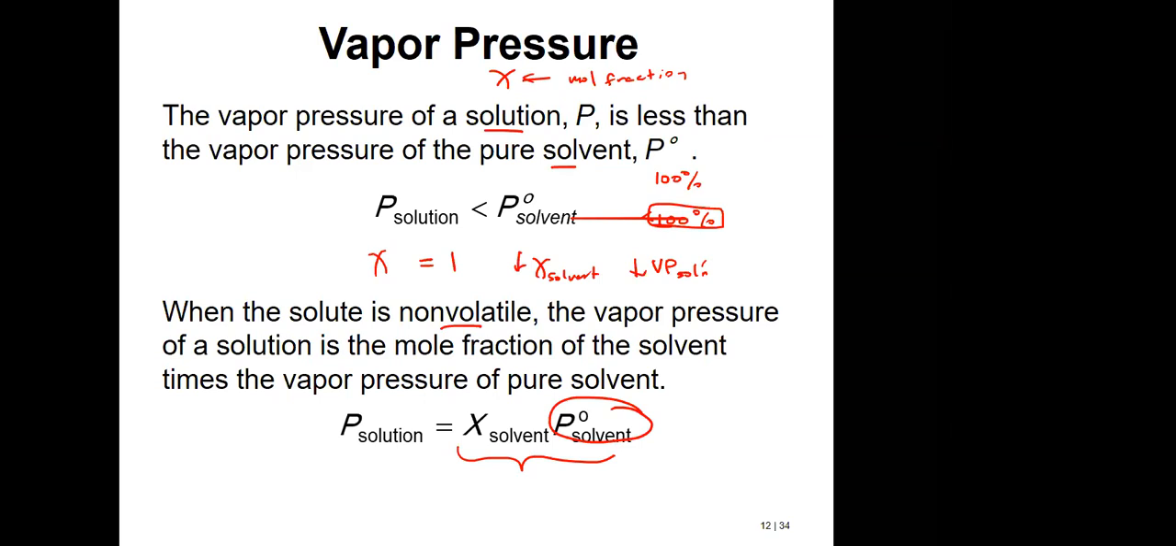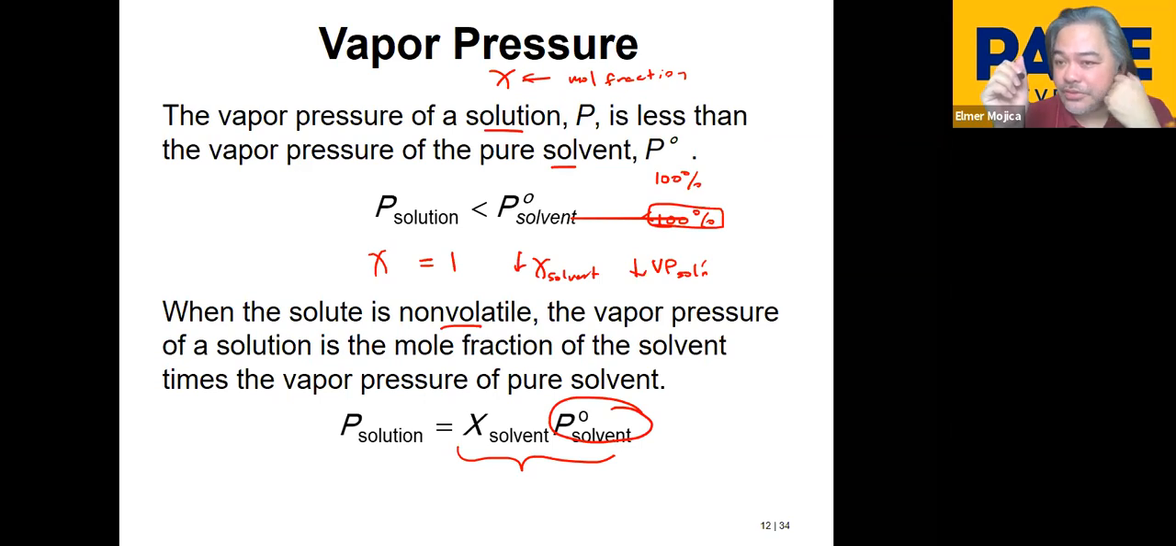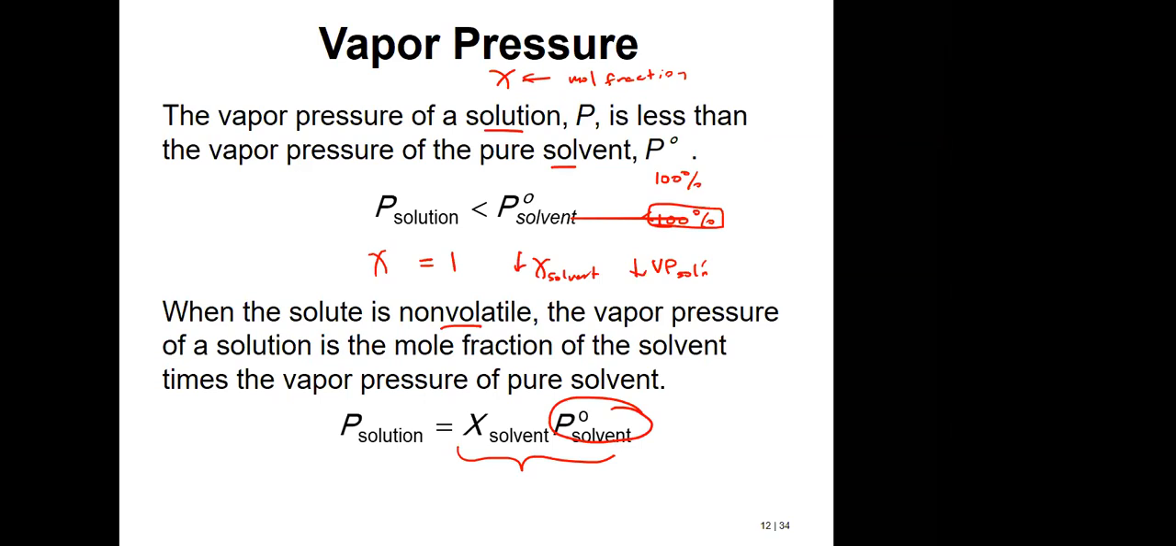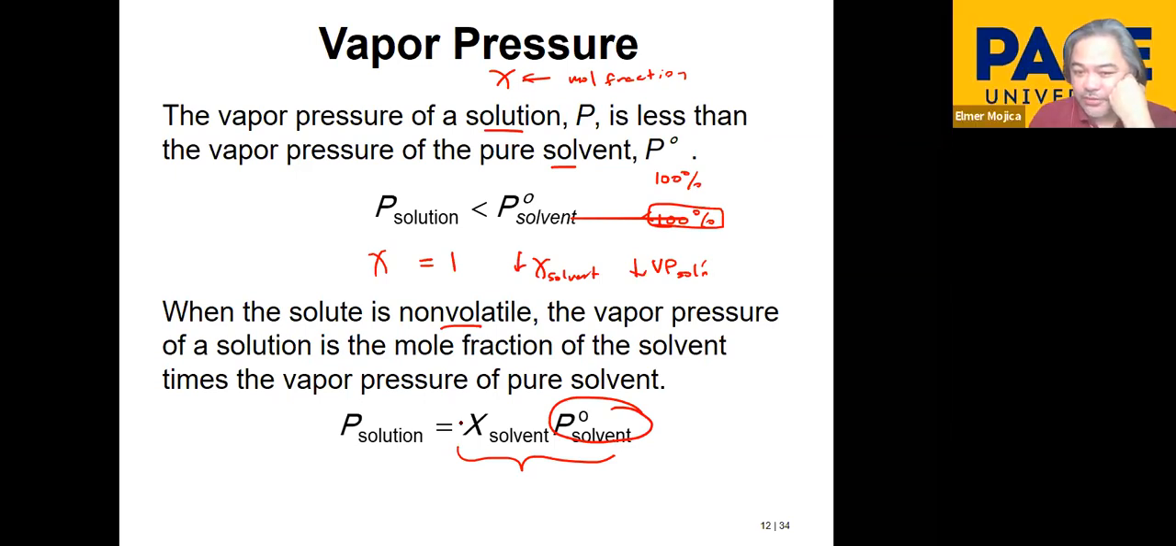You add, adding the solute, my bad. Okay, you add more solute. So if you add more solute, the mole fraction of your solvent decreases. So if this goes down, this one is what we call constant. This will also go down.